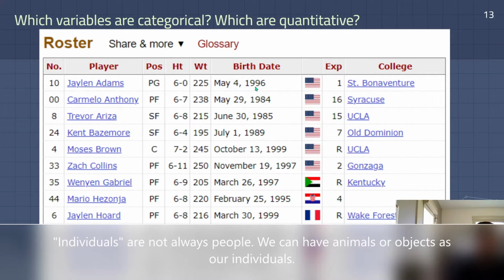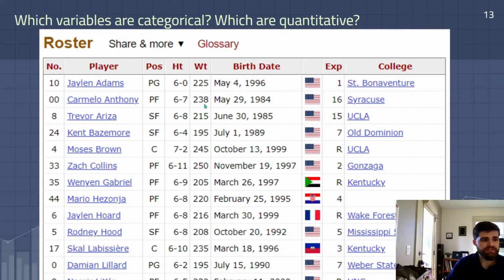So some of these are obvious. Weight is something that's quantitative, right? We see it has a number value. It makes sense to ask a question like, what's the average weight on the team? Position would be categorical, right? Players are put into one of 5 positions, right? And they have these categories such as power forward. Nationality, so American, that's a category as well.